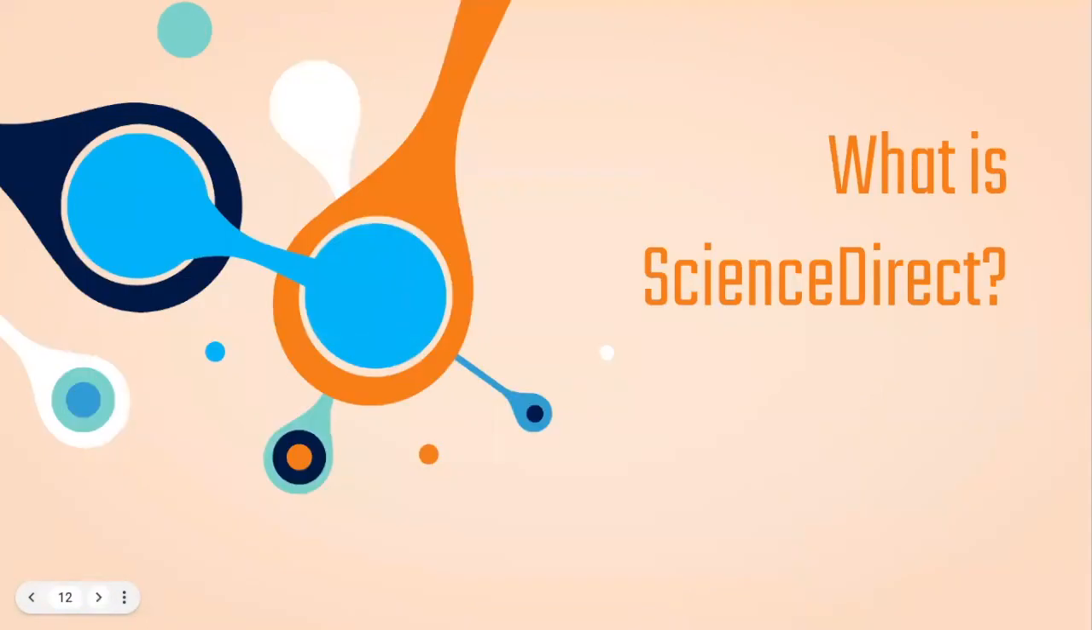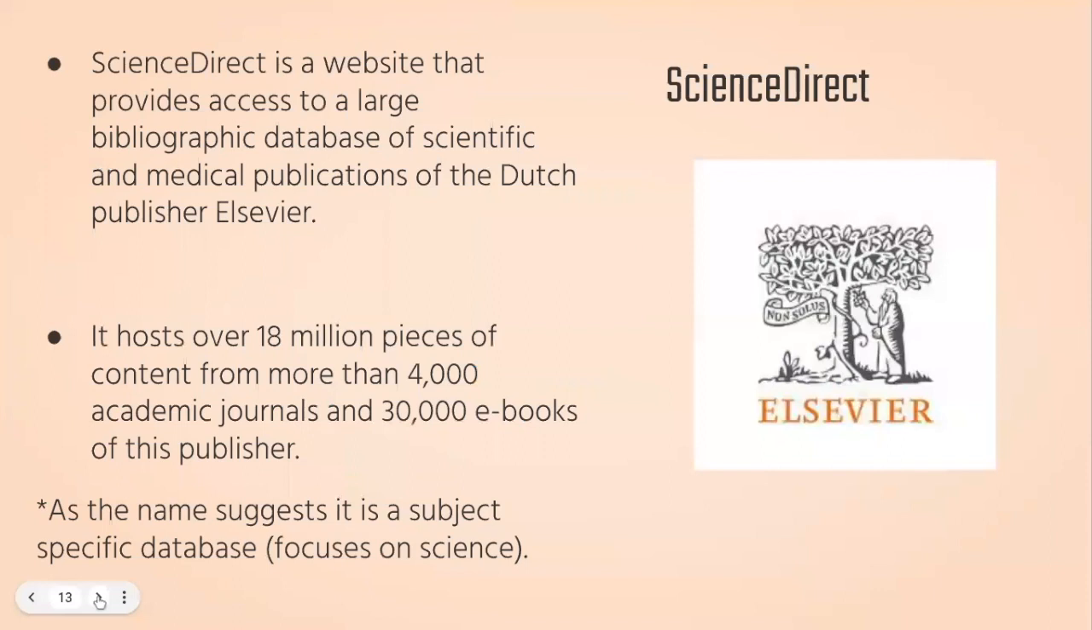Next, what is Science Direct? Science Direct is a website that provides access to a large bibliographic database of scientific and medical publications of the Dutch publisher, sorry, Elsevier. I know I butchered that, my apologies. It hosts over 18 million pieces of content from more than 4,000 academic journals and 30,000 ebooks of this publisher. As the name suggests, it is a subject-specific database, meaning it focuses on science.